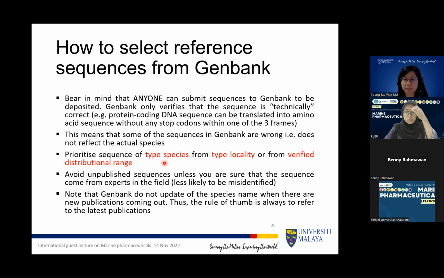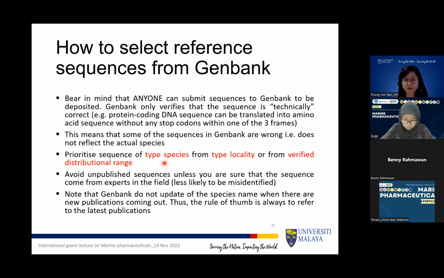And it should be from the type locality. Type locality means this sequence is generated from a sample that is collected from the first place where this species is described. So Capophycus alvarezi is first described from Malaysia. If there are a few Capophycus alvarezi sequences, one from Malaysia, one from the Philippines, one from Mexico, then I would use the one from Malaysia because it's more likely to be correct.